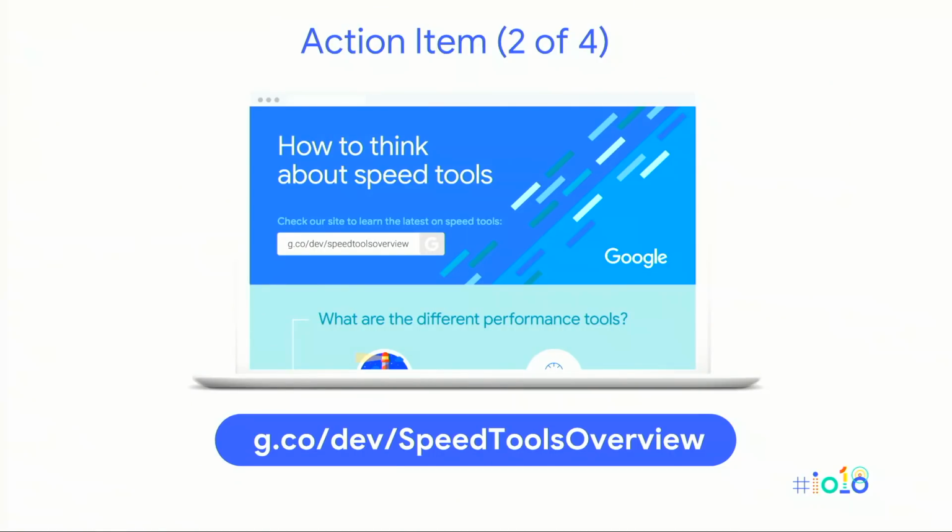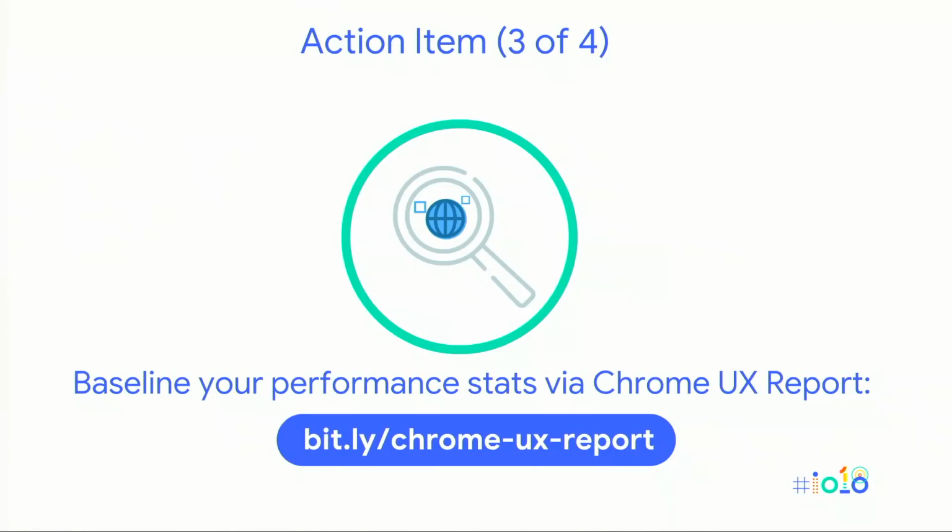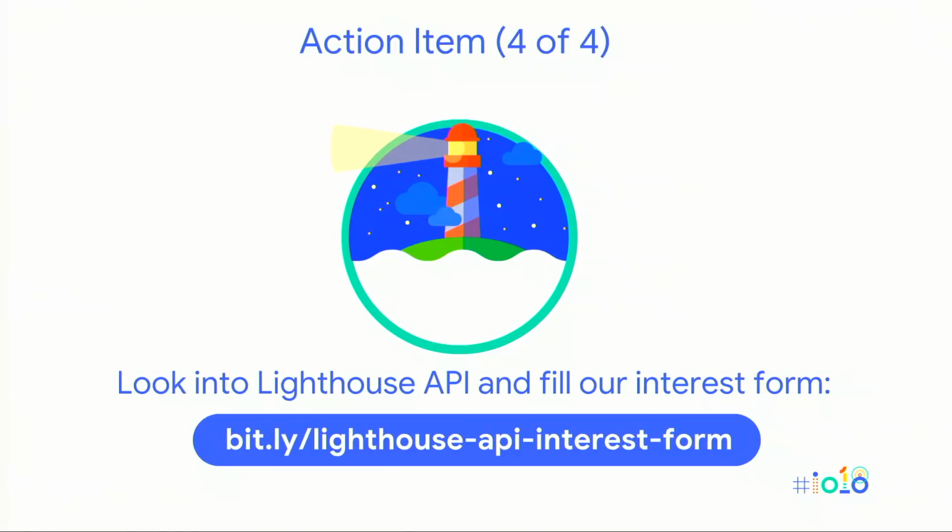The second is the Speed Tools Overview. This is a tool that can really help you understand what tool you should be using when thinking about the performance of your site. Finally, we have the Chrome User Experience Report that Rick talked about. If you want to understand how to baseline your performance statistics, do competitor analysis, and all these other really cool use cases, check out the Chrome User Experience Report. Really cool tool, always making it better. And then finally, we have Lighthouse. You can run Lighthouse in your browser if you use Chrome. And you can also look into using the Lighthouse API if you're interested in using Lighthouse at scale. Here's the early interest form.